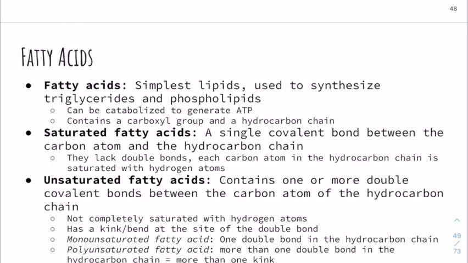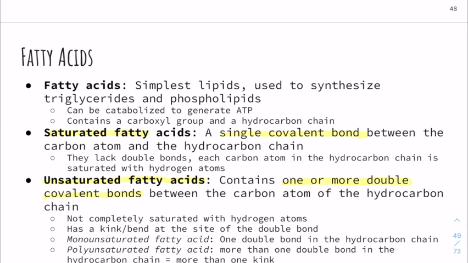Then we have unsaturated fatty acids that contain one or more double covalent bonds between carbon atoms of the hydrocarbon tail. So if we think about saturated fats, they have single covalent bonds. Unsaturated fats have one or more double covalent bonds. So unsaturated fats are not completely saturated with hydrogen. It usually has a kink or a bend at the site of the double bond.